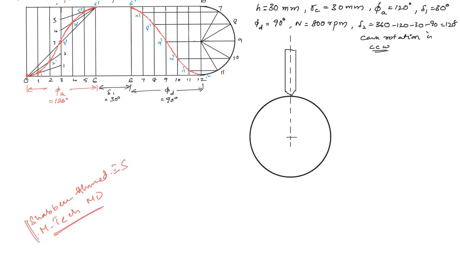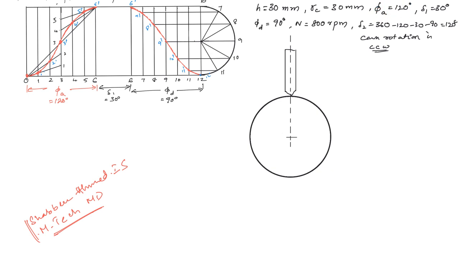We will continue with the second part in this video. Now we will draw the cam profile. Here the maximum height of the follower is 30 mm, and the base circle radius is 30 mm.